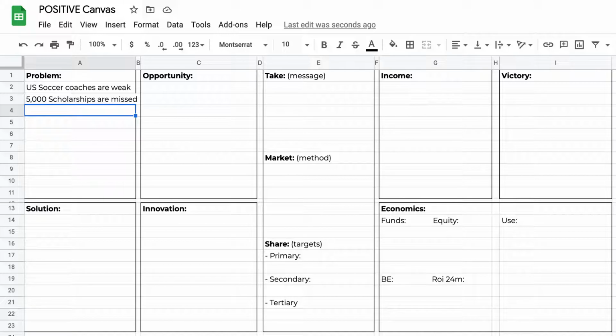So coaches are weak, there's a bunch of scholarships that are missed, and really youth soccer is struggling in the US, right? So here's a couple of ideas you could jot down. You can just do this on paper, right? We print something out. So the next one then is opportunity.